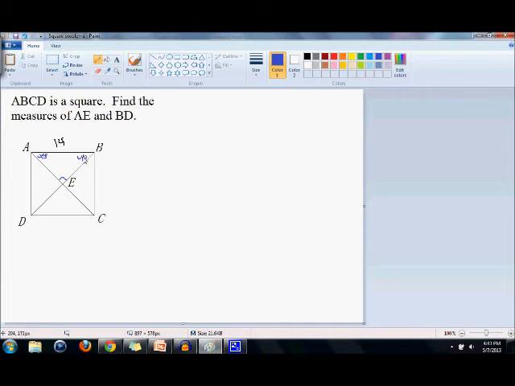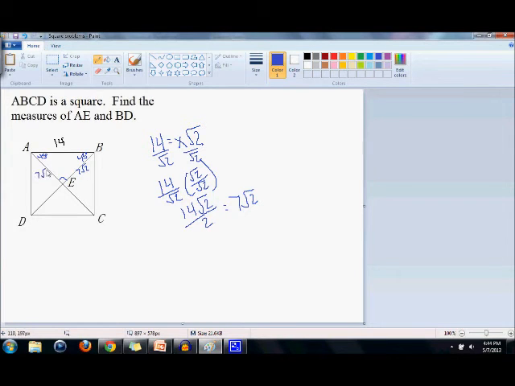Go to the center, and it's an isosceles right triangle, and this is the longer side, so that means 14 equals x radical 2. You divide by radical 2. But since you can't have a radical on the bottom, you multiply by radical 2 over radical 2. 14 radical 2 over 2 simplifies to 7 radical 2. Therefore, this is 7 radical 2, and this is also 7 radical 2, since it's isosceles.